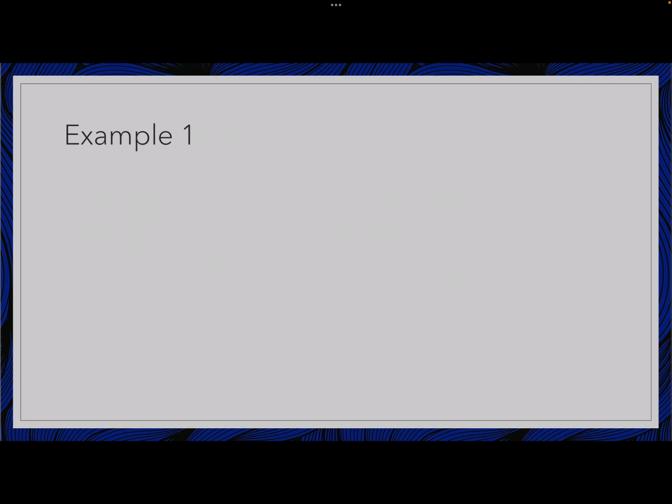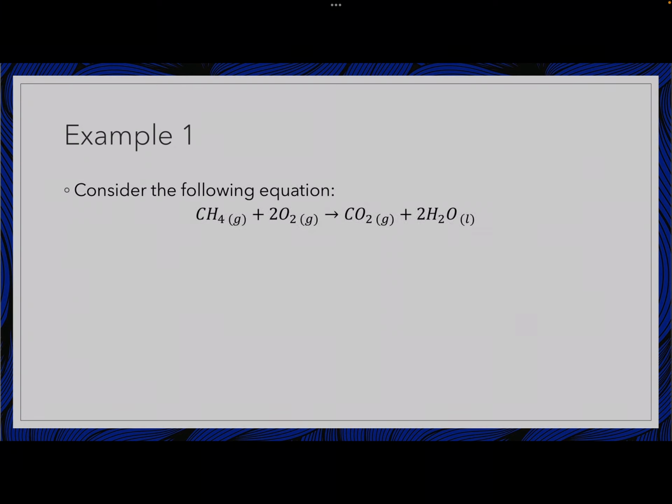Now, let's have a look at another example. Consider the following equation. Okay, we have one there. It's CH4, which is methane, reacting with oxygen to produce carbon dioxide and water. Okay, so this is just combustion of methane.